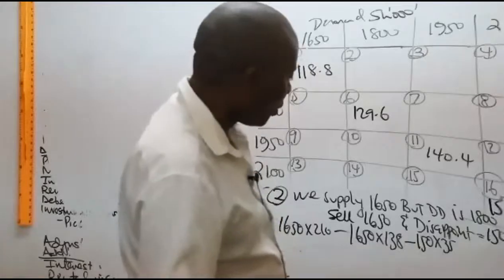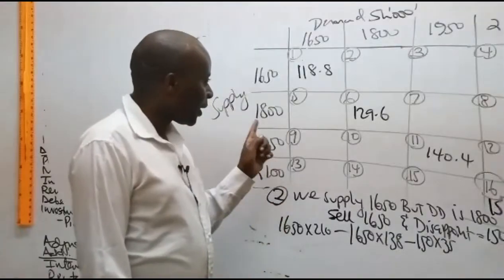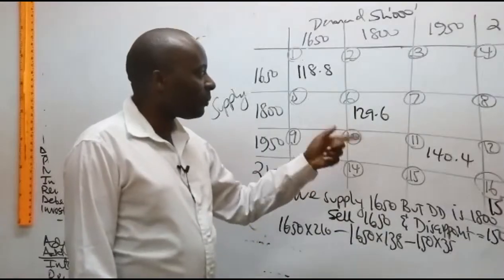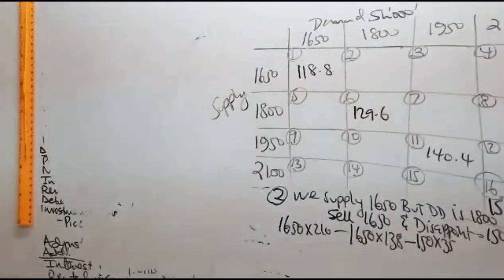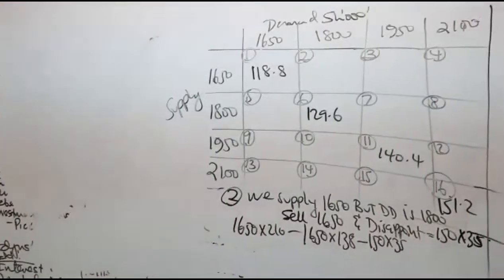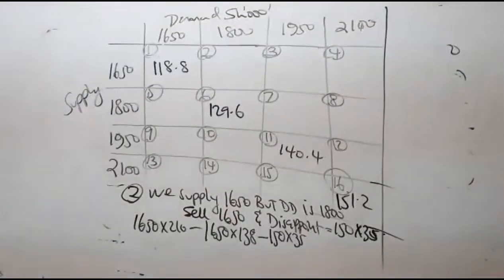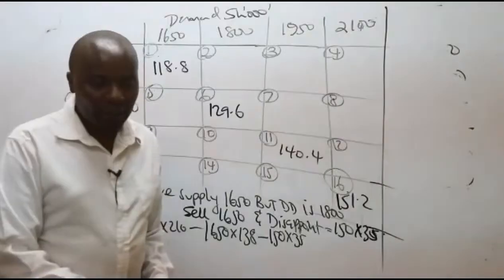Okay, so we continue. Look at this, ladies and gentlemen. What have we said here? That we are going to sell 1650 at 210 minus 1650 times 138, but don't forget to deduct the opportunity cost of the customers who will run away without our stuff. So somebody is giving me a figure here, a figure of how much? 113.55.